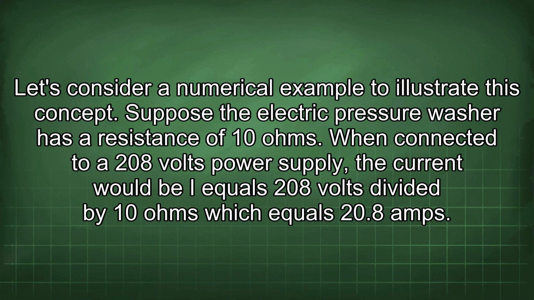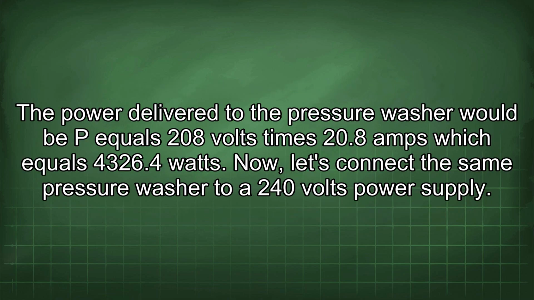Let's consider a numerical example to illustrate this concept. Suppose the electric pressure washer has a resistance of 10 ohms. When connected to a 208 volts power supply, the current would be I equals 208 volts divided by 10 ohms, which equals 20.8 amps. The power delivered to the pressure washer would be P equals 208 volts times 20.8 amps, which equals 4,326.4 watts.